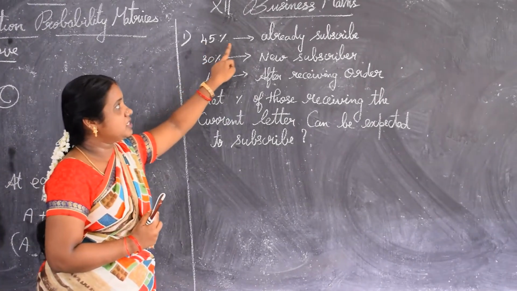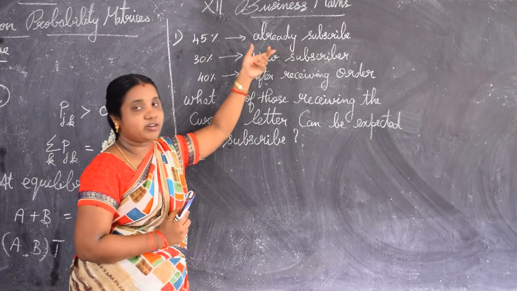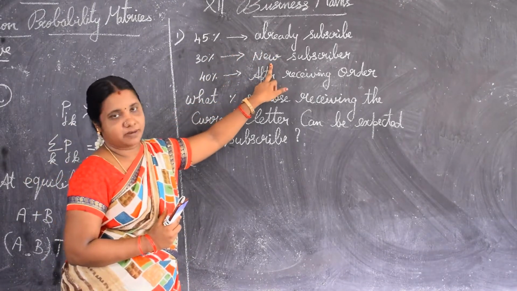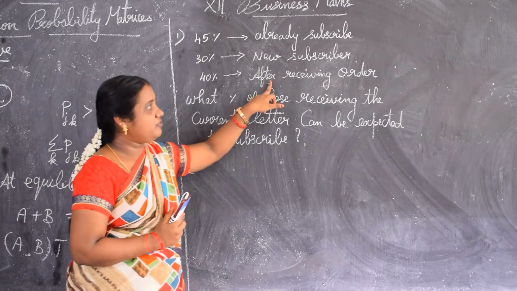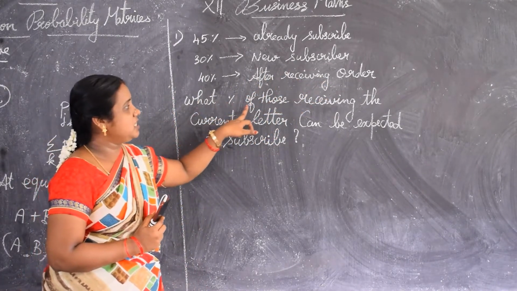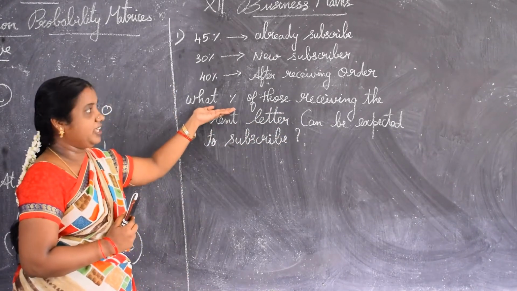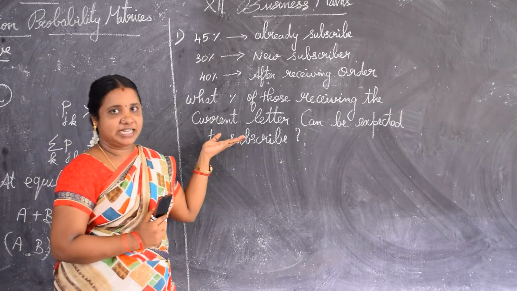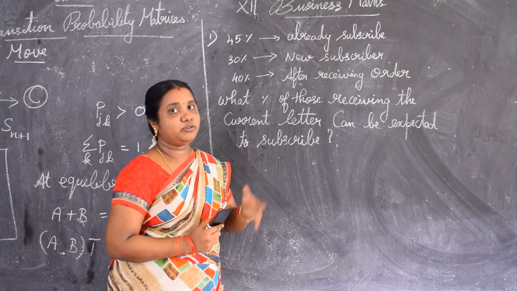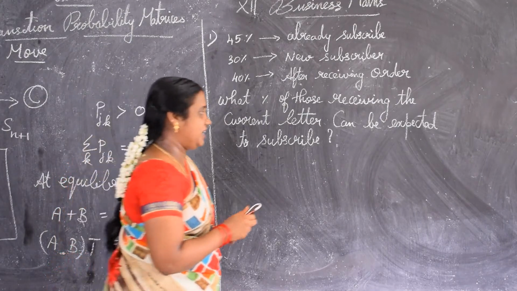See here, 40% of the subscribers already subscribed to the magazine. 30% are new subscribers. 40% of them, after receiving the order, are subscribing to that magazine. What percentage of those receiving the current letter can be expected to subscribe? We have to find the percentage. After receiving the letter, how many percent of the subscribers are subscribing to this magazine? We are going to find this. Have you understood?